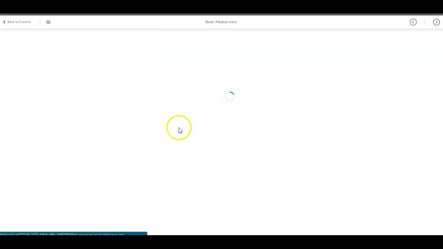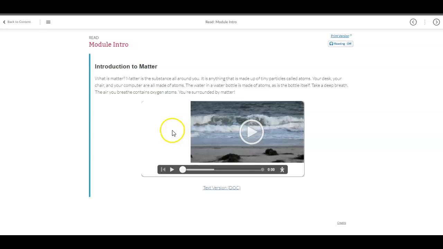And then as we get into the module introduction, it talks about matter being this substance all around you. It's anything that is made up of tiny particles called atoms. Your desk, your chair, and your computer are all made of atoms. The water in a water bottle is made from atoms, as is the bottle itself. Take a deep breath. The air you breathe in contains oxygen atoms. So you're surrounded by matter.